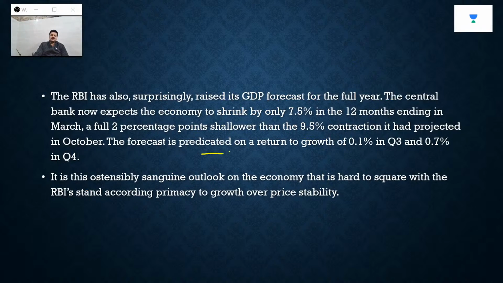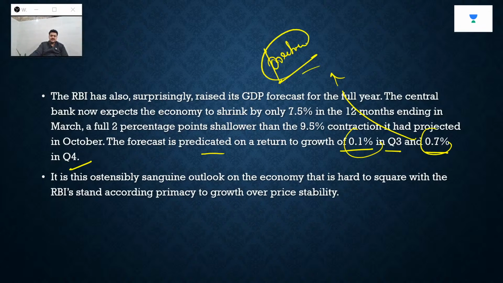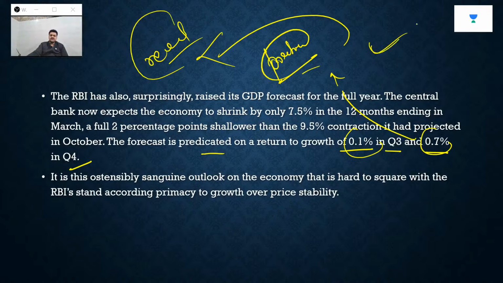The forecast is predicated on a return to growth of 0.1% in quarter 3 and 0.7% in quarter 4. So 0.1%, 0.7% might seem low to you, but mind you, this is positive growth, and this will bring the economy back from recession to a period of positive growth. Okay, it is this ostensibly sanguine outlook of the economy that is hard to square with the RBI stand, according to primacy to growth over price stability.